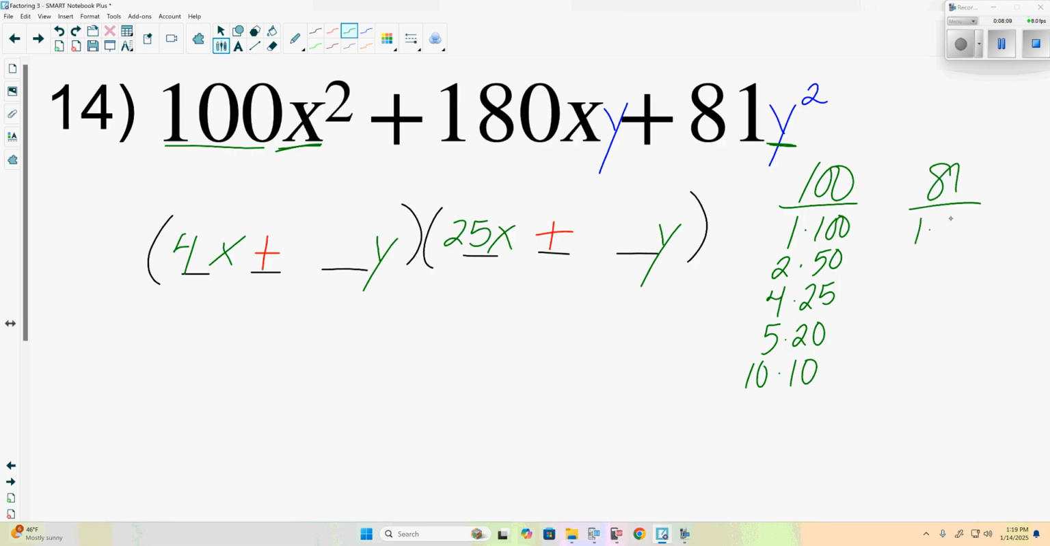Factors of 81, our third term: 1 and 81, 3 and 27, and 9 and 9. Which one do we want to try first? 9 and 9.